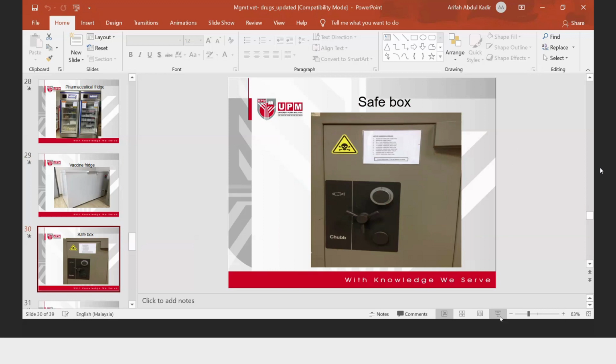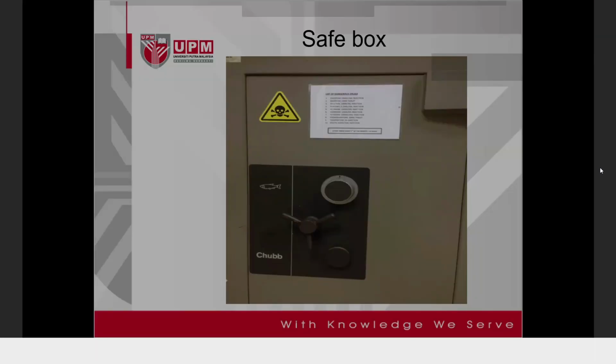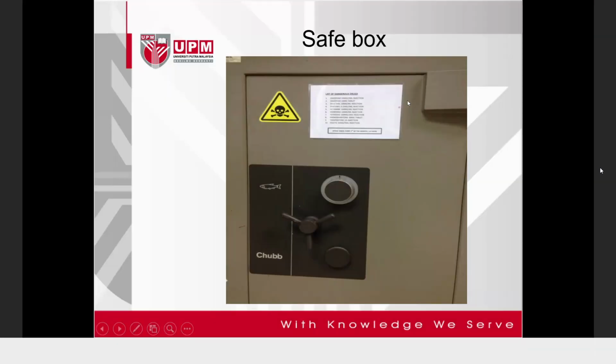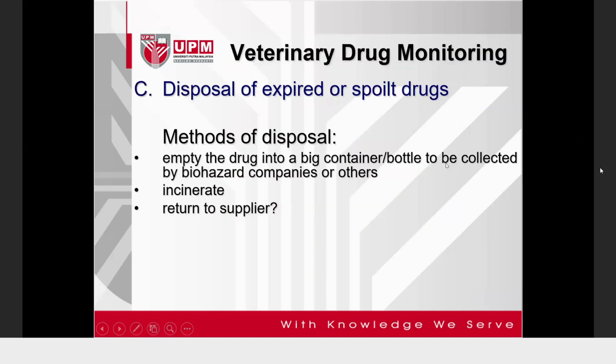Let me try. Can I make it slideshow? Okay. Can you see? You can't see. It's actually diazepam, dolital, fentanyl, okay, caffeine. So these are the drugs that are in the safe box. And then the disposal of expired or spoiled drugs.